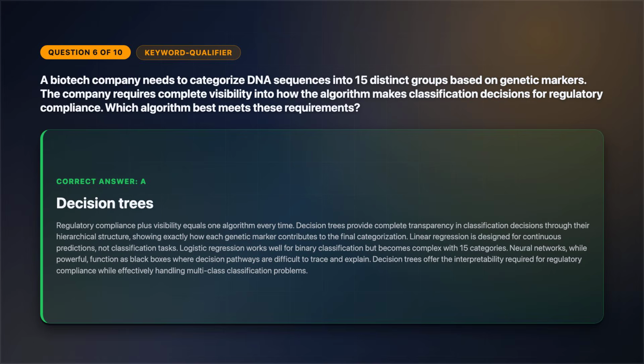Logistic regression works well for binary classification but becomes complex with 15 categories. Neural networks, while powerful, function as black boxes where decision pathways are difficult to trace and explain. Decision trees offer the interpretability required for regulatory compliance while effectively handling multi-class classification problems.